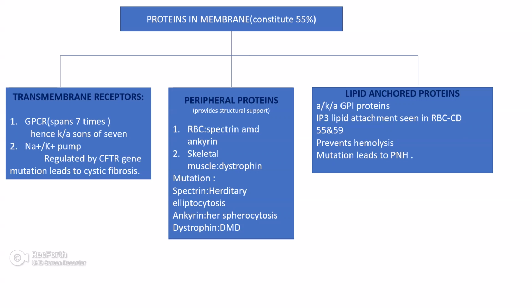Lipid-anchored proteins are also known as GPI-anchored proteins. Their example is the GPI lipid attachment seen in RBC. Those are CD55 and 59. Function is to prevent hemolysis. This comes under GPI protein; if it's absent, the patient can present with paroxysmal nocturnal hemoglobinuria.